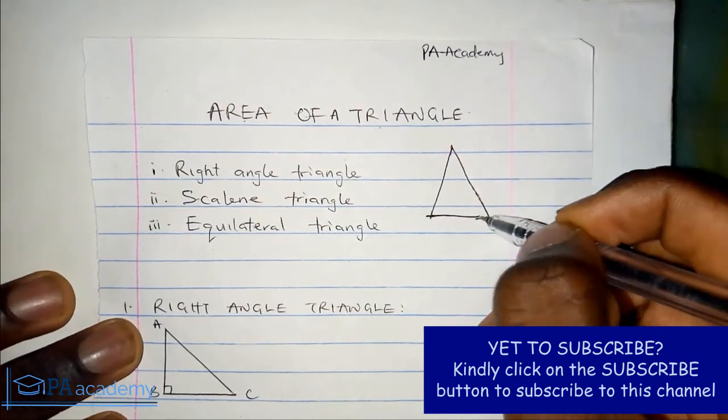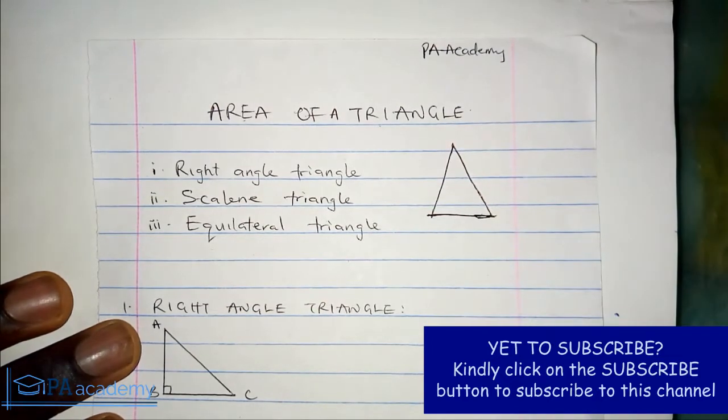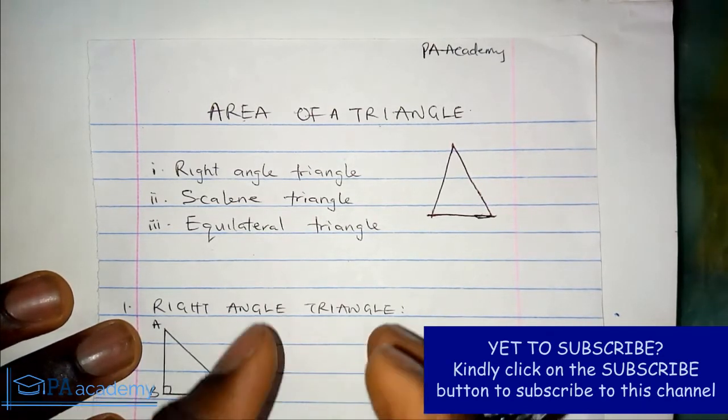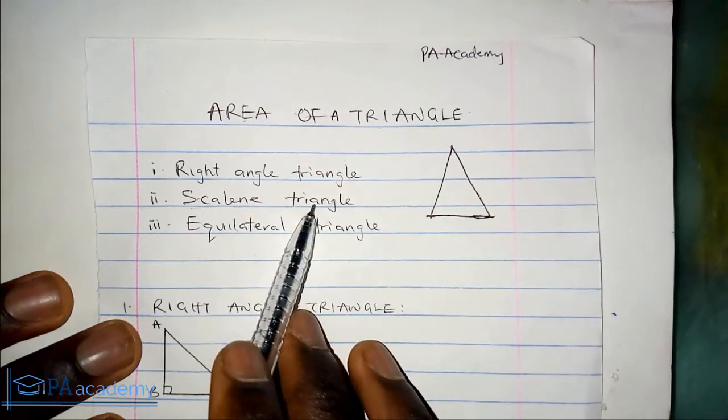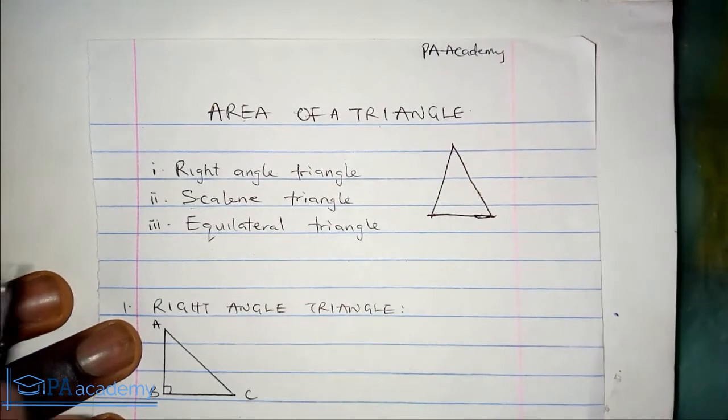But apart from the fact that it's a shape with three sides, there are different types of triangle, like the right angle triangle, scalene triangle, equilateral triangle, and so on. But we are going to be focusing on just these three, because with these three you can find the area of just any type of triangle. I'm going to give you the formulas that you are going to use to find the area of all these types of triangle.